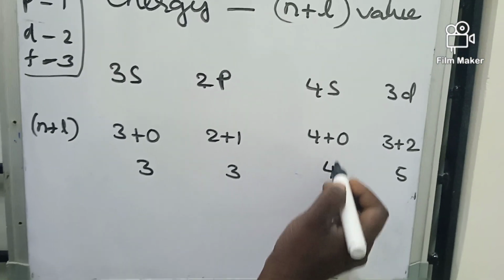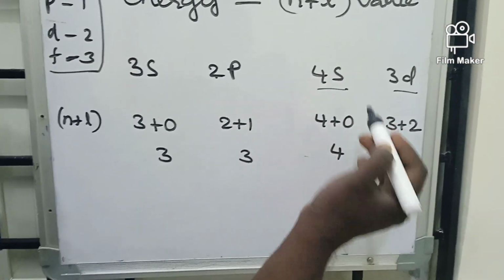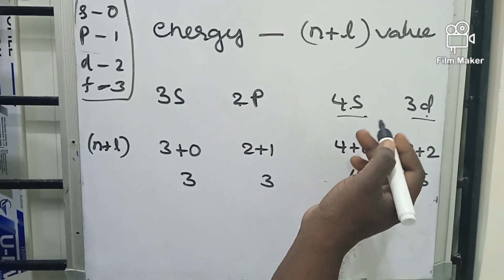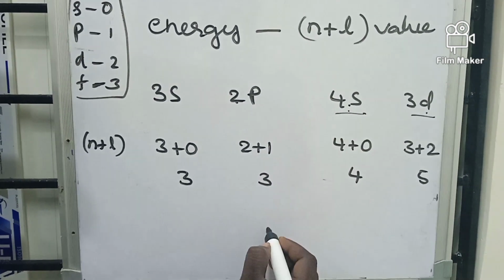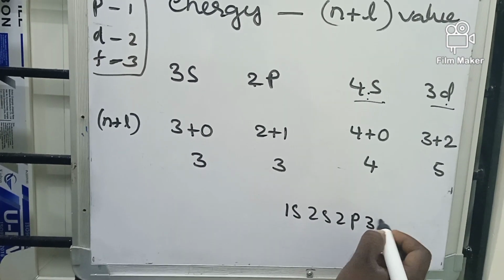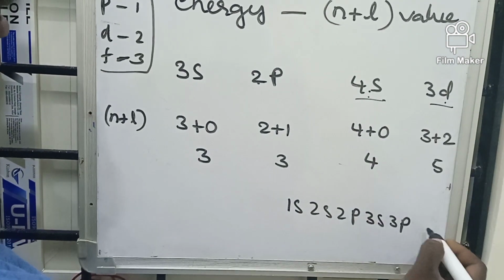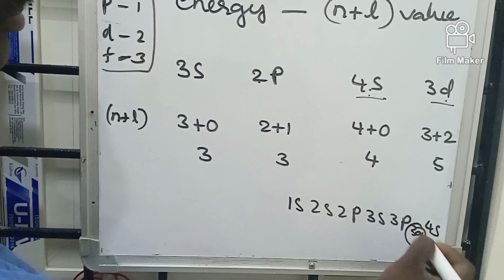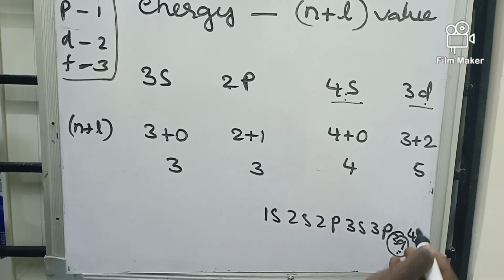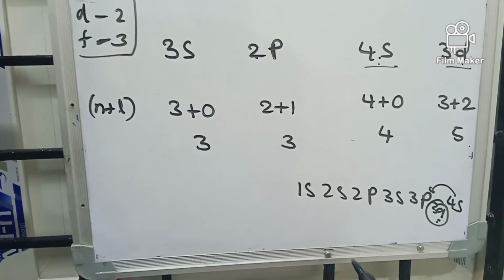Between these, the n plus l value of 4s orbital is less when compared to the n plus l value of 3d orbital. So the electron enters into 4s but not 3d after 3p. Let us discuss one example also. Electrons enter into 1s, 2s, 2p, 3s, 3p. After 3p, electrons enter into 4s but not 3d. Even though 3d is there, the electrons will not go to 3d because 3d is having more energy when compared to 4s. So first 4s electrons will fill after 3p and then go to 3d.